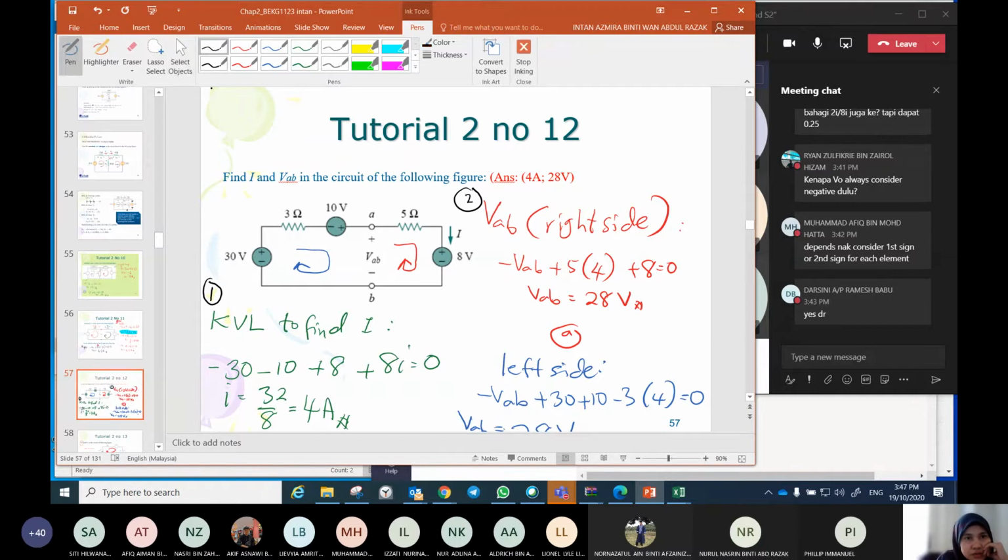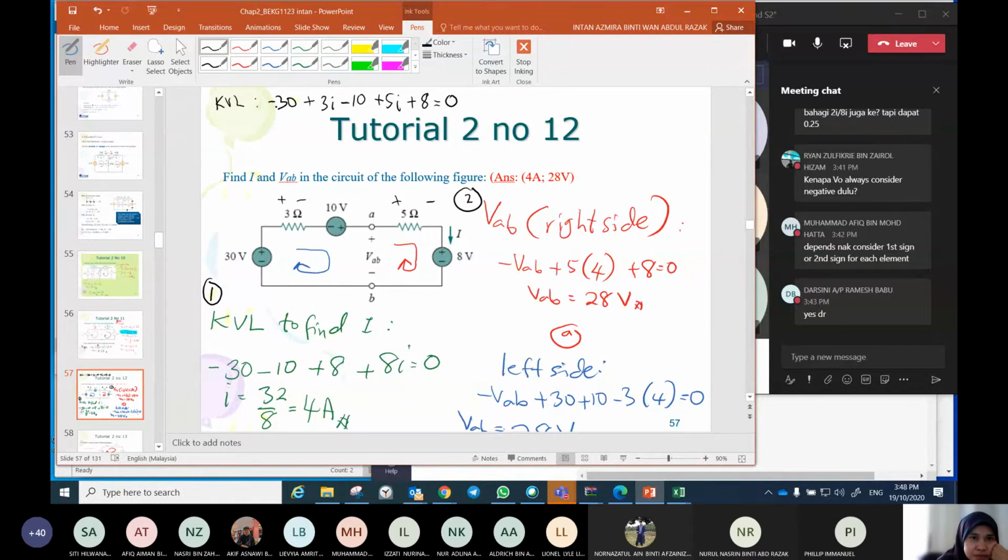Okay, so KVL: minus 30 plus, okay, this will be plus and minus. This will be plus and minus. So I start with the first sign. So minus 30 plus 3i minus 10 here, and then plus 5i, and then plus 8 equal to 0.